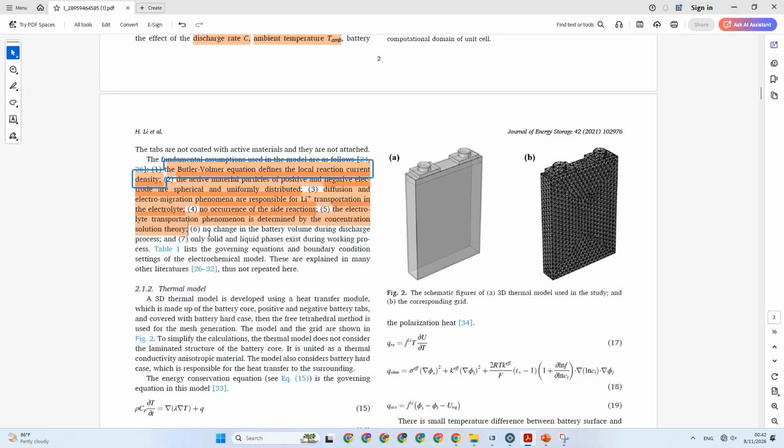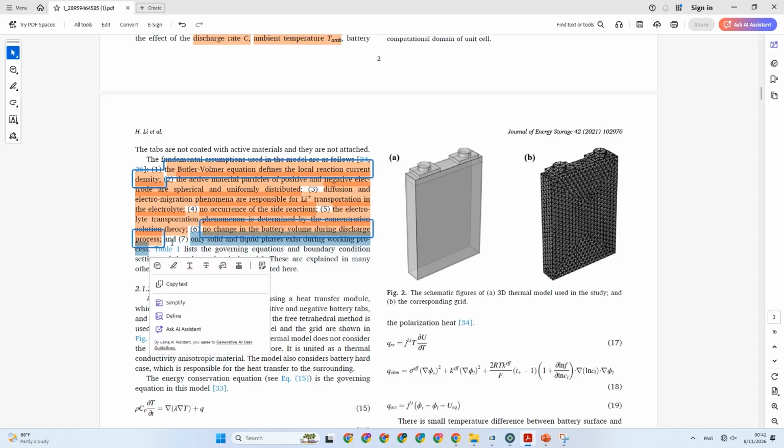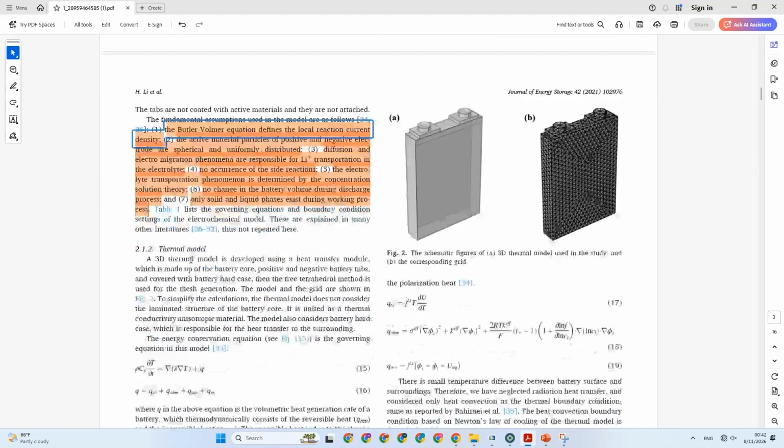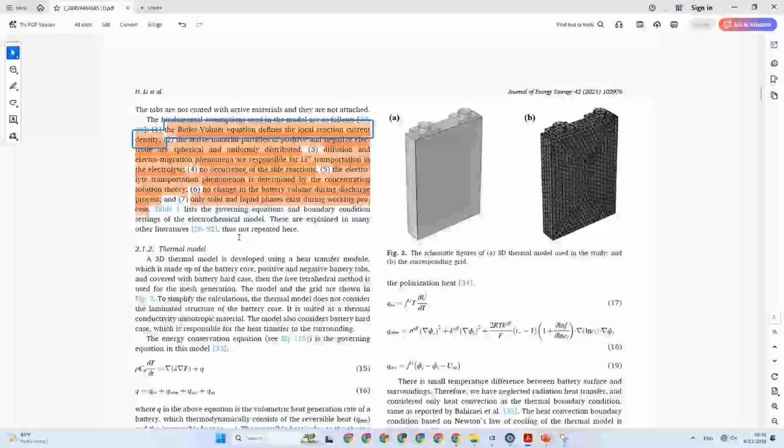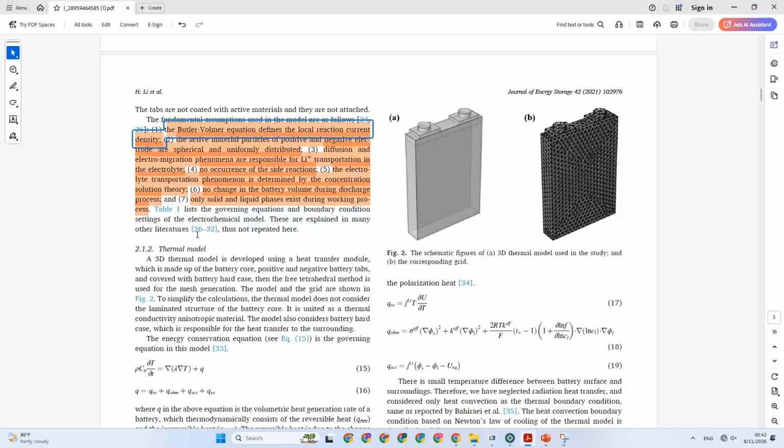Number 6, no change in the battery volume during the discharge process. These are assumptions for the simulation. Number 7, only solid and liquid phases exist during the working process. Table 1 lists the governing equation and boundary condition setting of the electrochemical model. These are explained in many other literatures, 26 to 32, so they do not repeat it here.